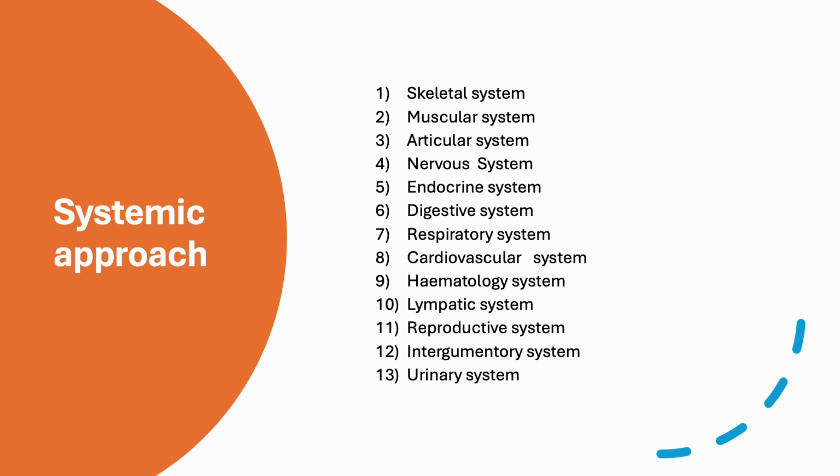We have 11 or 13 organ systems: circulatory, muscular, articular, nervous, endocrine, digestive, respiratory, cardiovascular, that is the circulatory system, including the hematological system, lymphatic system, respiratory system, tegumentary system, and urinary. For the circulatory system, we can put these three in one, so you have 10 systems, but you can also put each one separately.